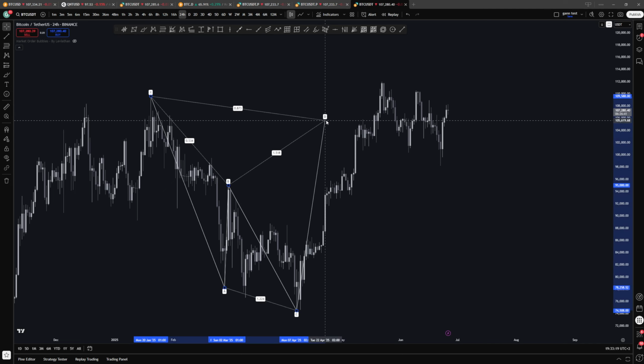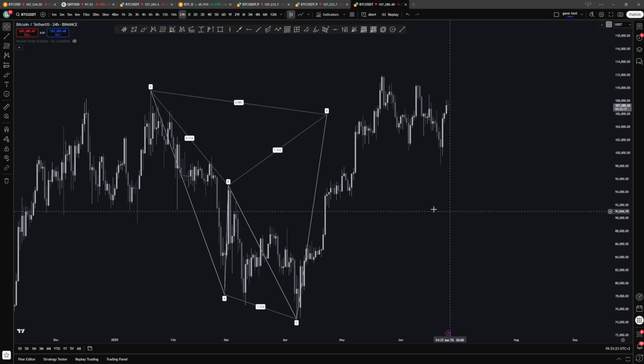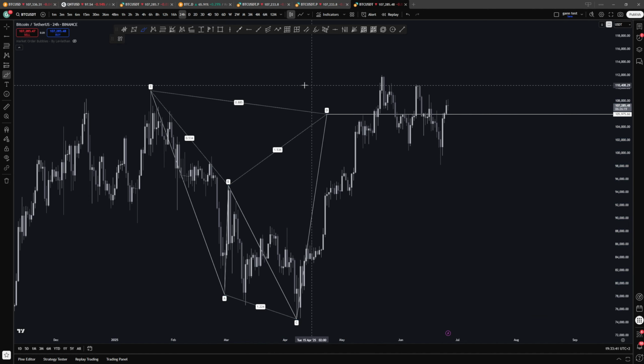And I essentially said what we want to be looking for is the shark's completion. Now, the problem with the shark, as we looked at it, is this. We have a very nice 0.886, right? All of the ratios kind of align. We have an X to B between a 0.382 and a 0.618. We have an A to C between a 1.13 and a 1.618. So we would want to look at that X to D 0.886.